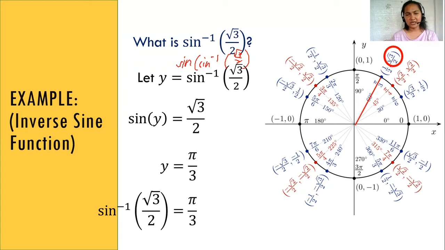Actually, aside from 2 pi over 3 and pi over 3, there are other values or other angles that will generate square root of 3 over 2 for the sine function.